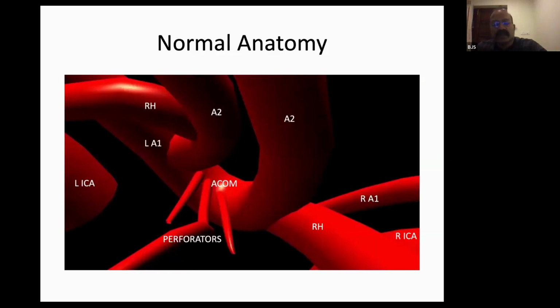Now, these are the disposition of the perforators. You can see the perforators arise from the posterior-superior surface of the ACOM. You can see the A2s appearing towards you, and what you can see is the superior surface of the ACOM, where the label is the ACOM, and you can see the perforators usually arise from the posterior-superior surface of the ACOM artery.